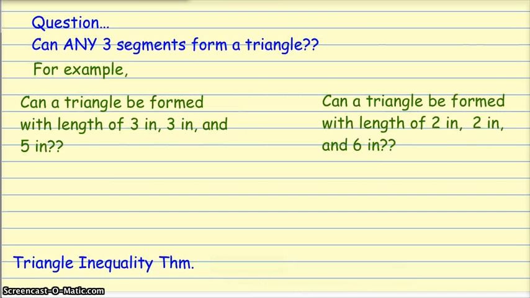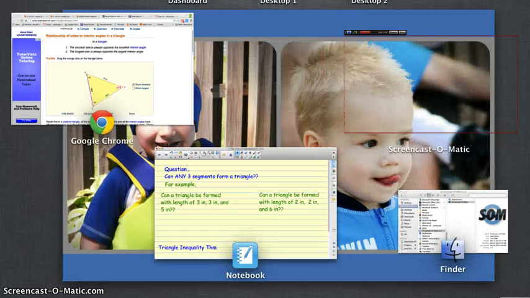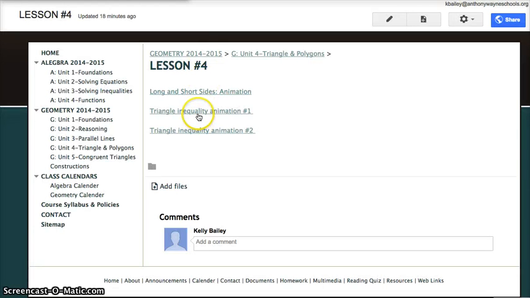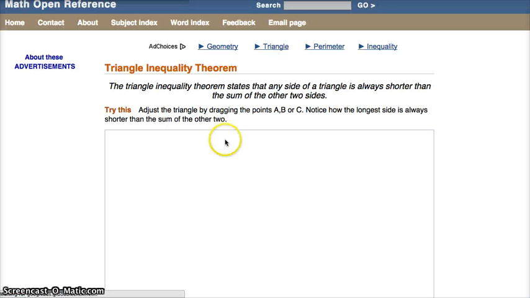The next question I'm posing is, can any three segments form a right triangle? So lesson 4, I have a couple of animations.